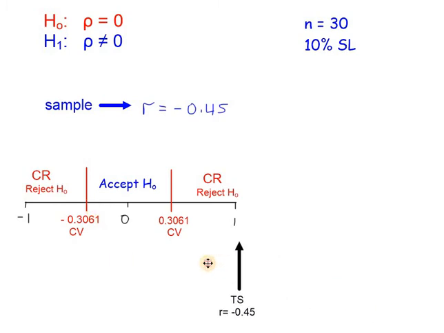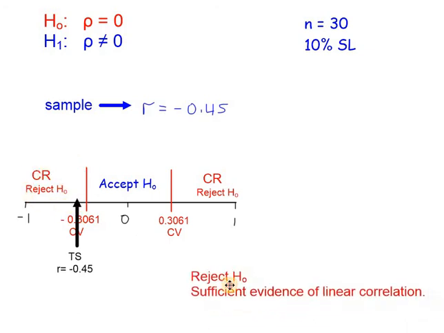And then our test value was minus 0.45, and we can see it falls into this critical region, so we're going to reject H0, and we conclude that there is sufficient evidence of linear correlation.